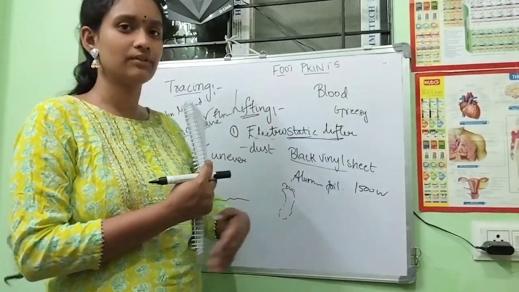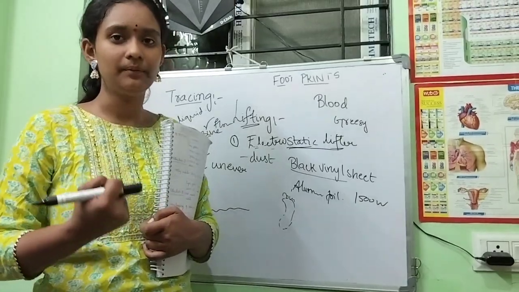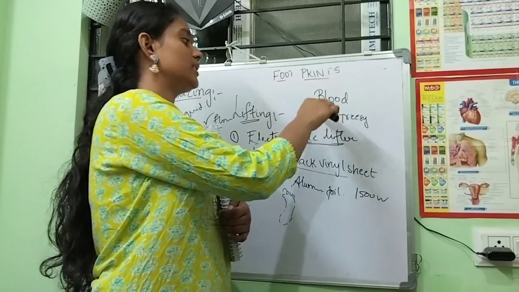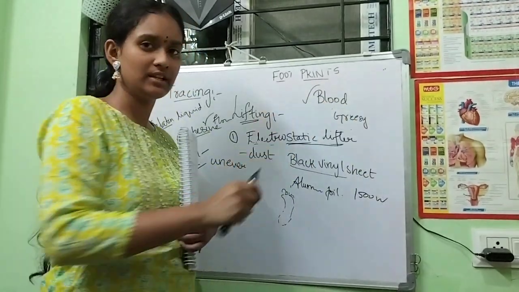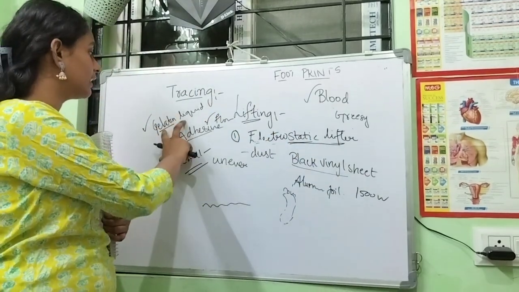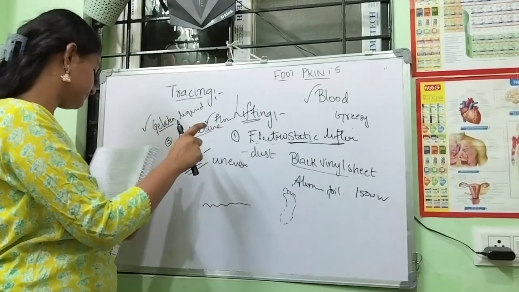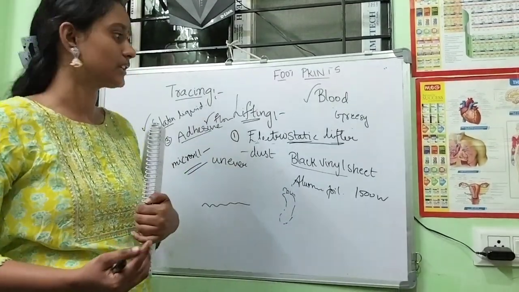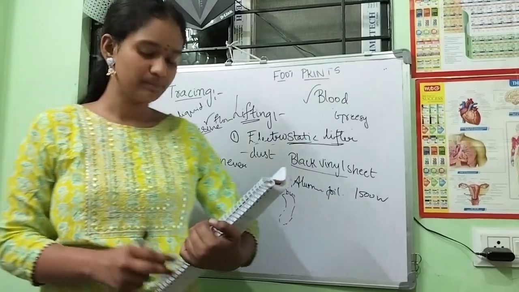And then the third one is lifting. Okay, where we can lift the footprint by adding plaster of Paris, or if it is on wet surfaces like blood and greasy substances, by these 4: electrostatic lifter, gelatin liquid, adhesive lifters and micro seal lifters. These are the 4 types under the lifting process.